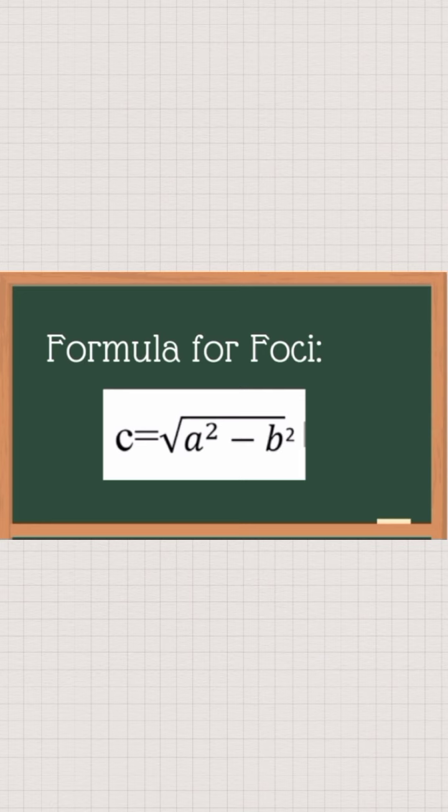Now, it's time to solve for this equation. So ka-planet, first let us identify the ellipse. Ano ba siya? Horizontal or vertical? Yes, it's horizontal. It's because the denominator of x is greater than y.